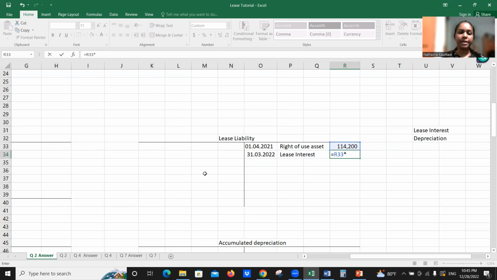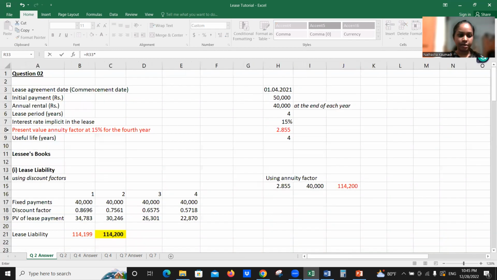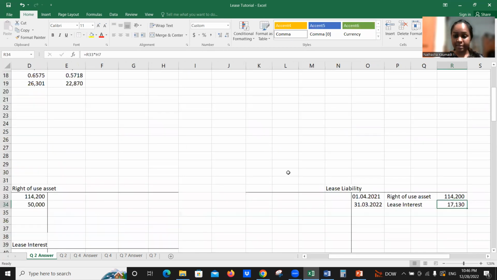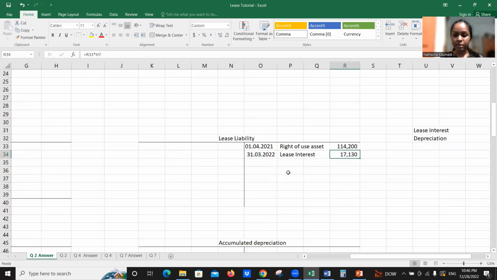You multiply it by the interest rate implicit in the lease. So, 15% is given in the question. You are multiplying your opening lease liability by 15%. What is the value? 17,130. So this is the lease interest. This is the figure we need to use as the lease interest.